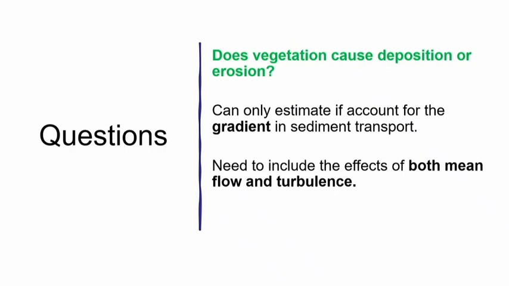And finally, if you do want to estimate whether vegetation is going to cause deposition or erosion, you can only really do that if you account for the gradient in sediment transport, meaning how sediment transport is changing upstream to downstream, and you need to include both the effects of mean flow and turbulence. You can't just use one or the other.